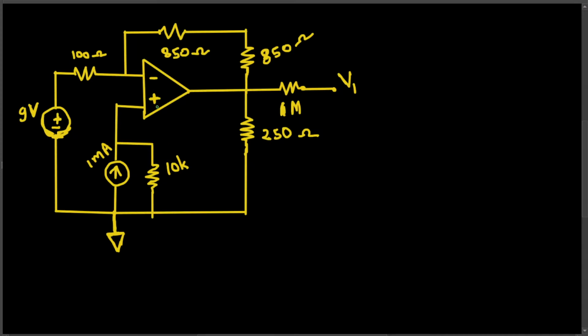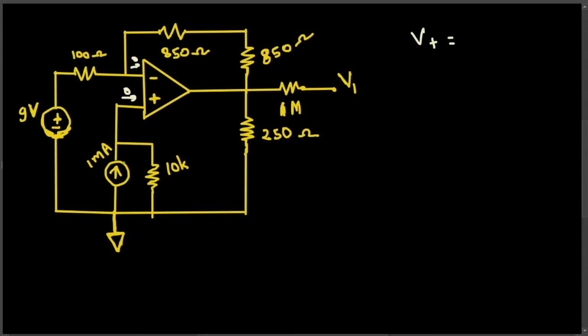When you are dealing with an ideal op-amp, you have to know that the current going in or out of the input terminal is always 0. So it's 0 here, and this is 0. Whatever current goes here should be the current going right here, right? So from this we can solve for V plus.